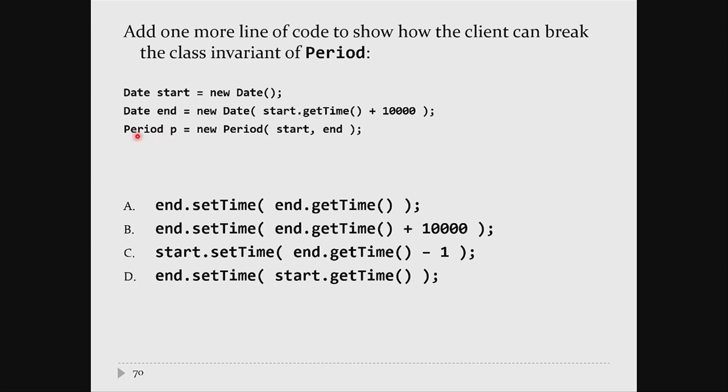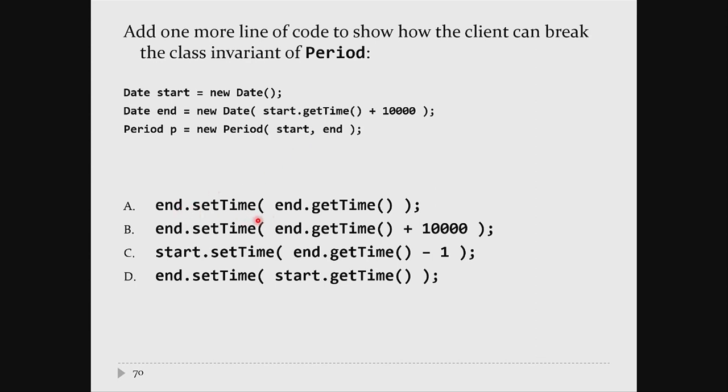You can write a line of code right here that causes the invariant for Period to no longer hold. And you don't even have to access the Period class directly. In other words, I don't have to write p.something, I don't have to call a method on the Period object. It looks like I can just fiddle around with the end time or the start time. So you can break the invariant by making the end time come before the start time, or making the start time come after the end time.